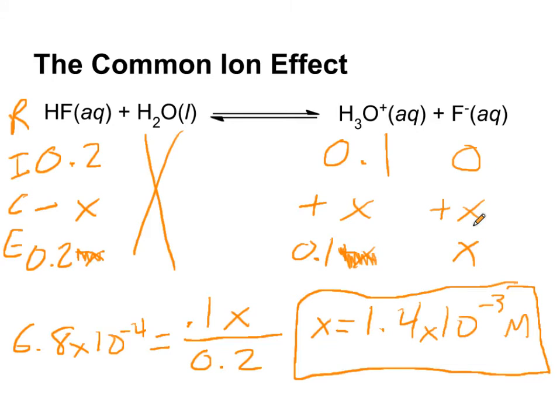Now, if we'd done this as we have previous Rice tables, this would have been a 0 initially, and we would have had x squared divided by 0.2 is equal to Ka. So having the acid present in our initial solution caused us to have some hydronium at the beginning, which threw off our calculations through the rest of the problem.